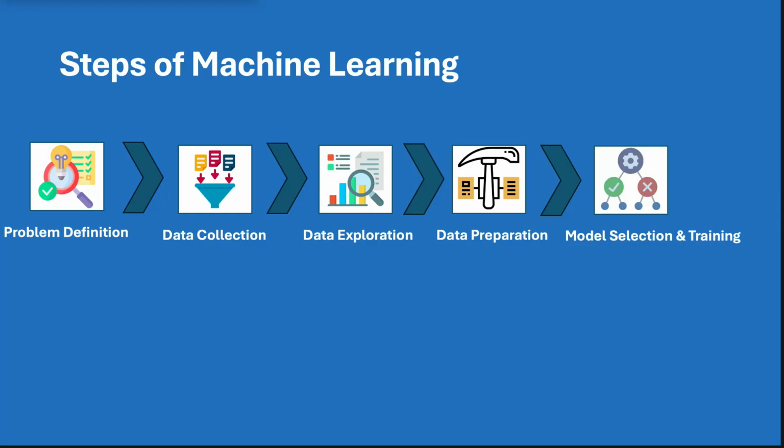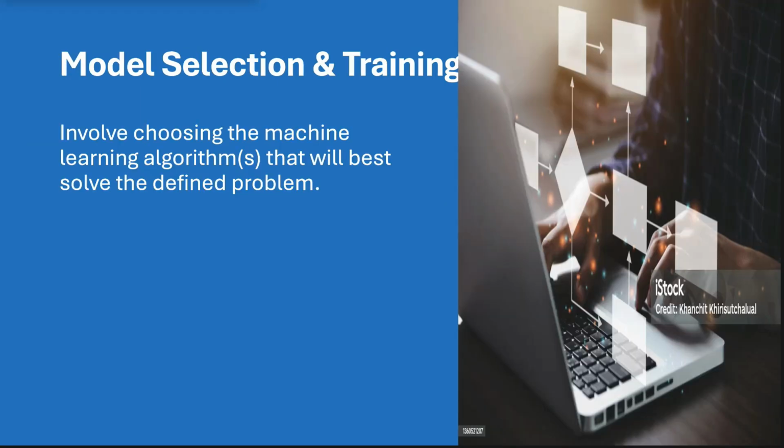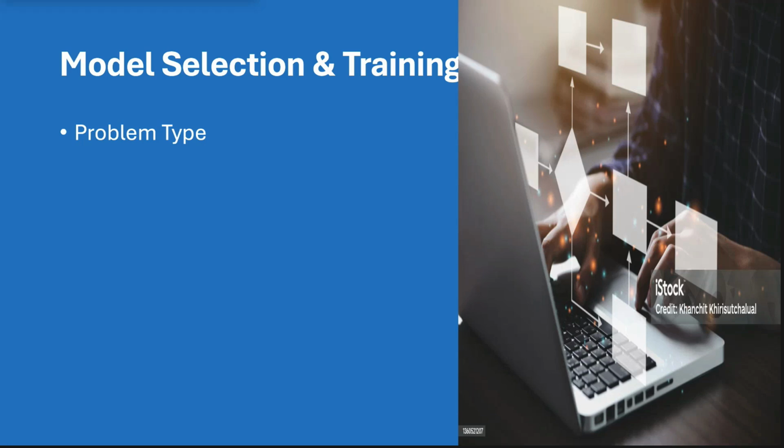The fifth step is model selection and training. This step involves choosing the appropriate machine learning algorithms that will best solve the defined problem. The choice of model can significantly impact the performance and accuracy of our predictions. The elements of the model selection step are problem type: you identify whether the problem is a classification, regression, clustering, or other type of task. Algorithm choice: we need to select algorithms that are well suited for the problem type and data characteristics.